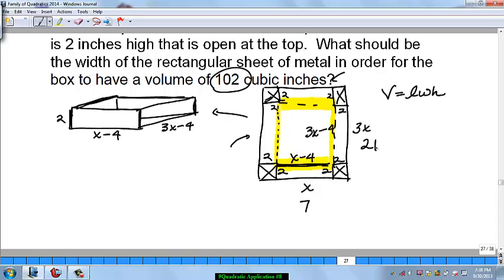So what should the width of the rectangular sheet be? It should be 7 inches, and the length 21 inches. So the sheet is really 7 by 21 inches. Not the box, but the rectangular sheet, in order to make a box that has a volume of 102.